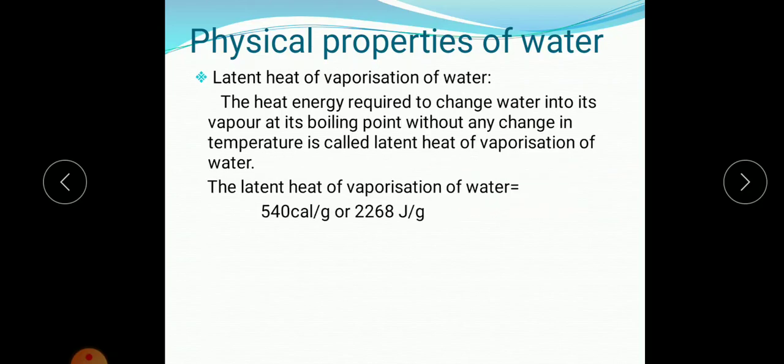Similarly, we have got another important term, latent heat of vaporization of water. The definition tells us the heat energy required to change water into its vapor at its boiling point without any change in temperature is called latent heat of vaporization of water. So the amount of energy that is required to change water into vapor at its boiling point without any change in temperature, we call it latent heat of vaporization of water. And the value for it is 550 calorie per gram or 2268 joule per gram.